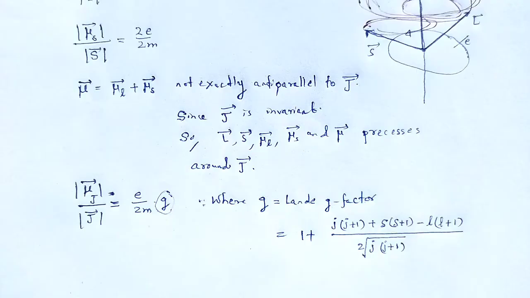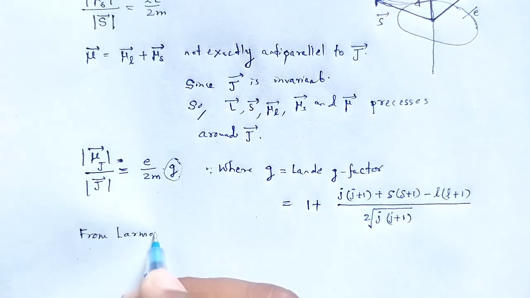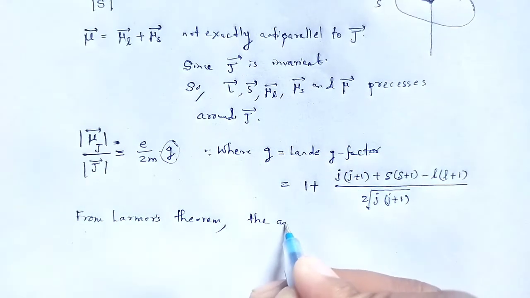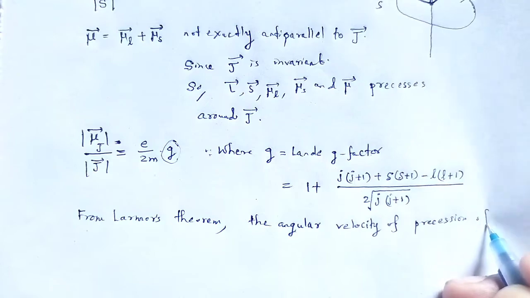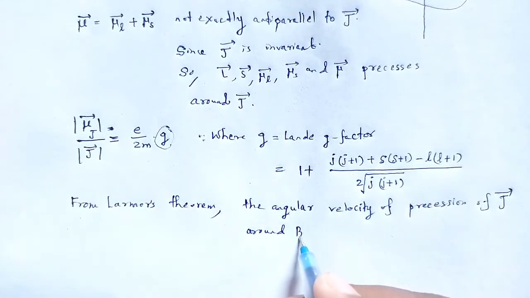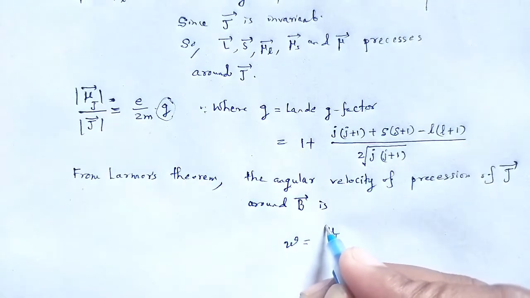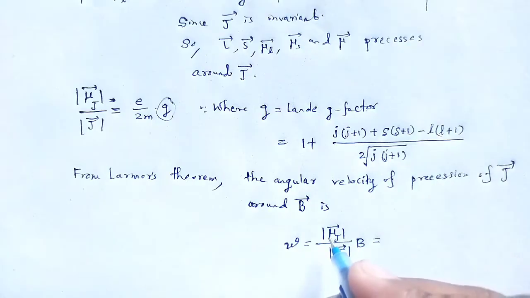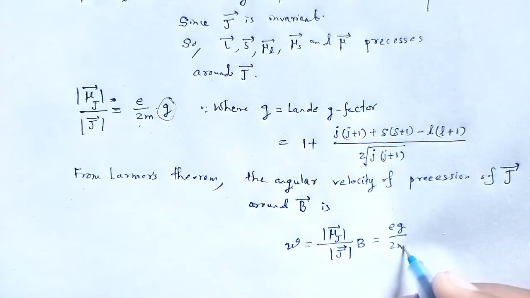Here, from Larmor's theorem, the angular velocity of precession of J around B is given as omega equals mu J divided by the magnitude of J, into B, which is e by 2m into g, that is e g by 2m into B.